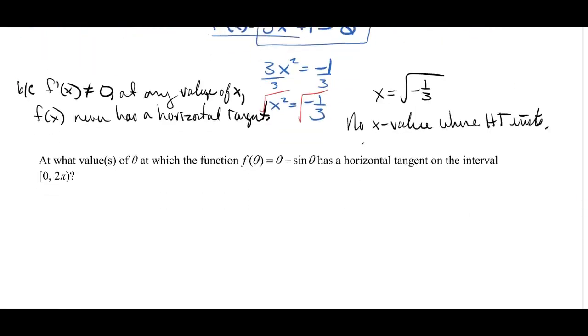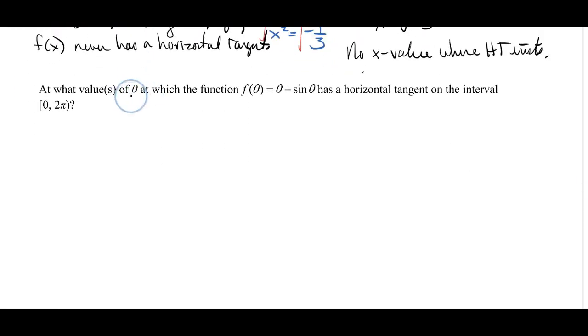Let's try this again. At what values of theta, it's functioning as my x, it's my independent value, at what values of theta would this function, f of theta equals theta plus sine theta, have a horizontal tangent? When I hear horizontal tangent, I should think derivative equals 0 or min or max on the interval from 0 to 2 pi. So I'm not going to consider 3 pi, 4 pi, or negative pi, or negative 2 pi. This is within the unit circle from 0 to 2 pi.